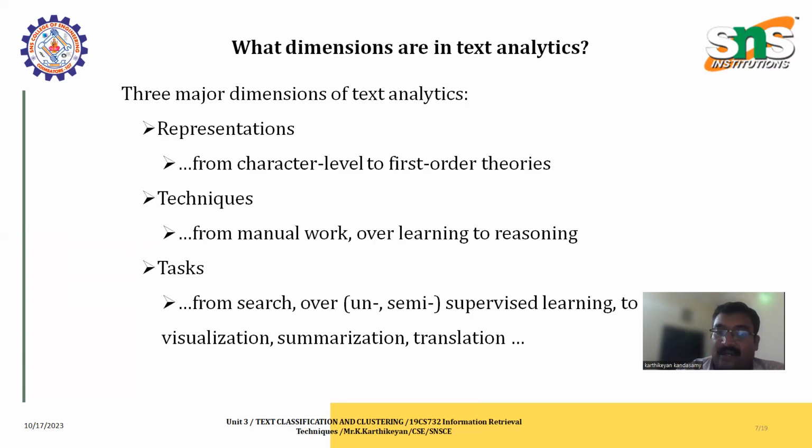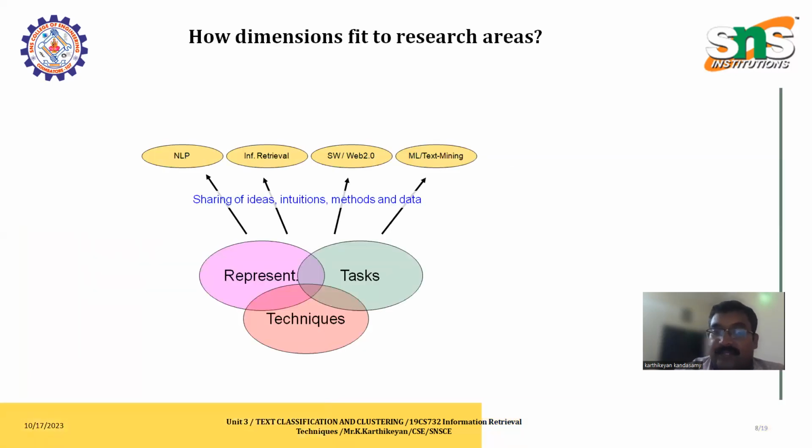Visualization is based on charts. Summarization recaps our details: what type of process is done and what methods can be completed. Translation uses language. I am speaking in Tamil, and I convert my language into Japanese, Hindi, Oriya, and Bengali. This is a process done in text analysis. These are graphical representation, sharing ideas, intuition, methods of data, NLP, information retrieval, and Web 2.0 ML, based on these conditions.